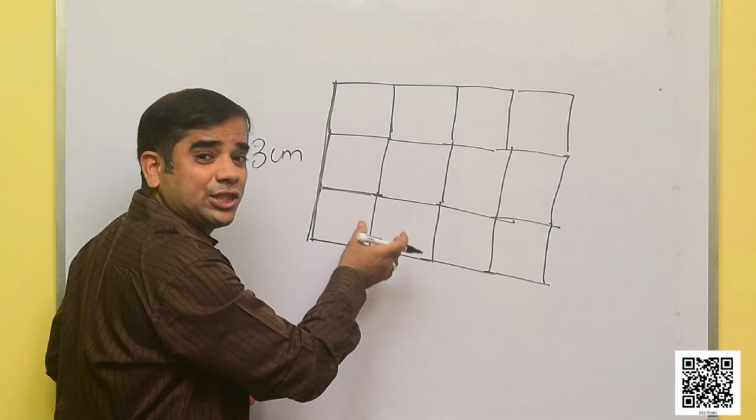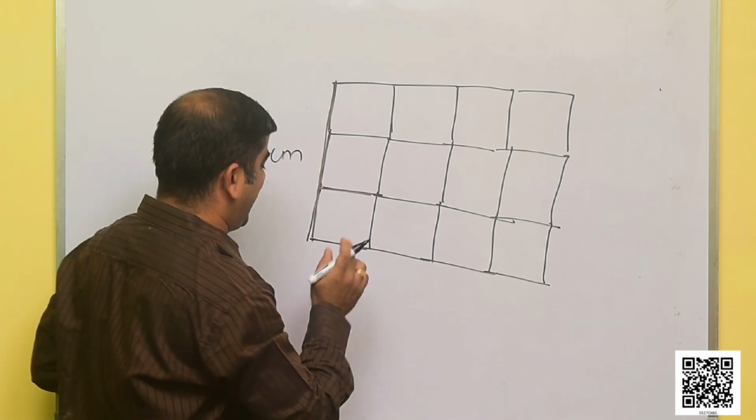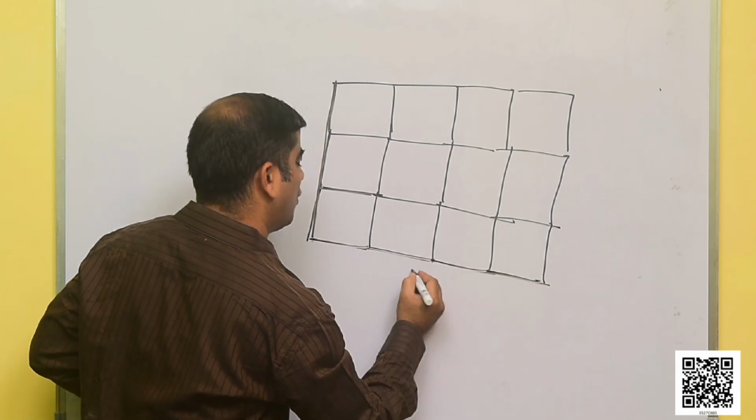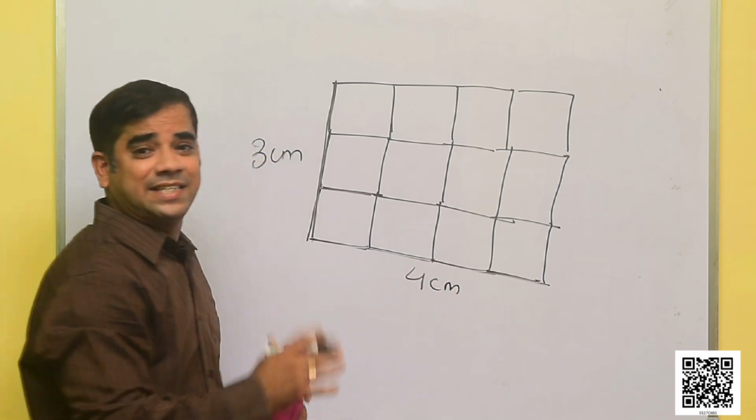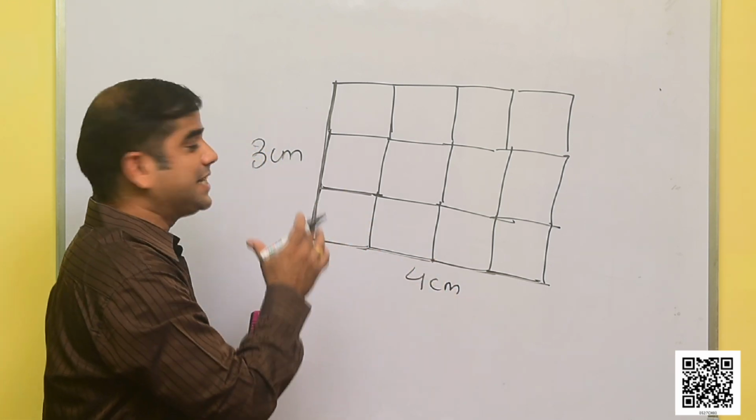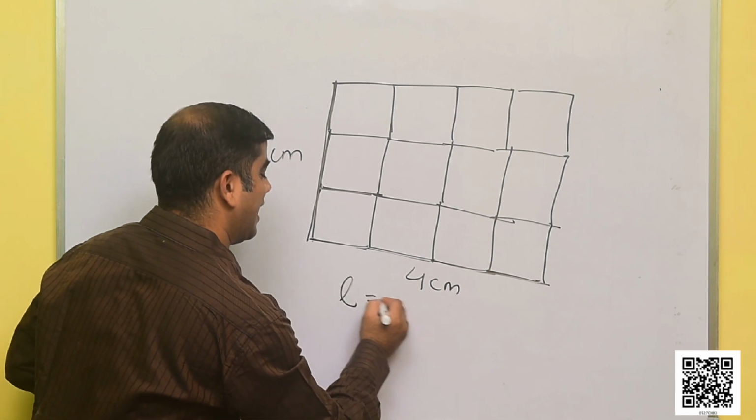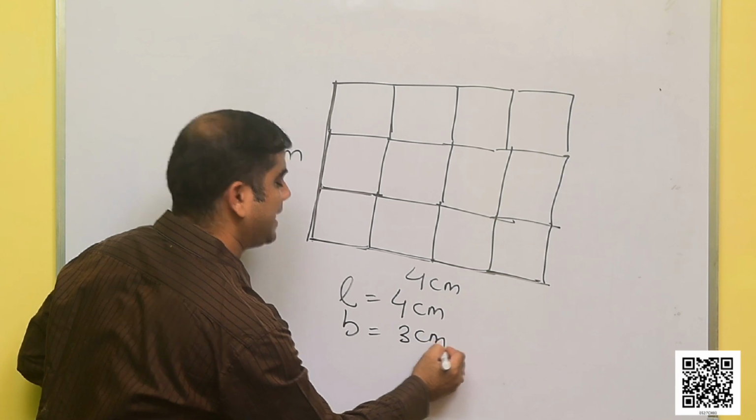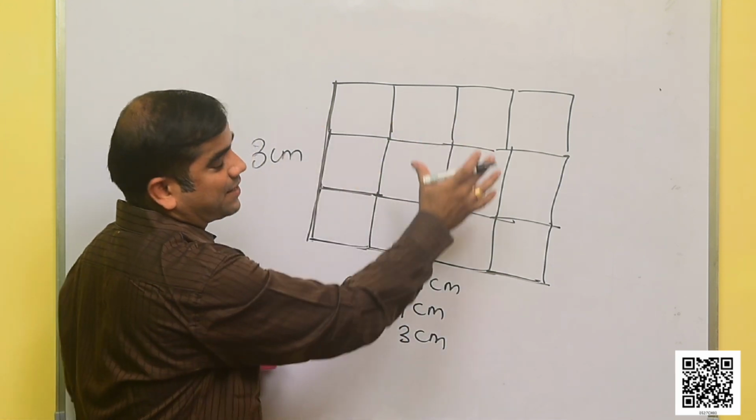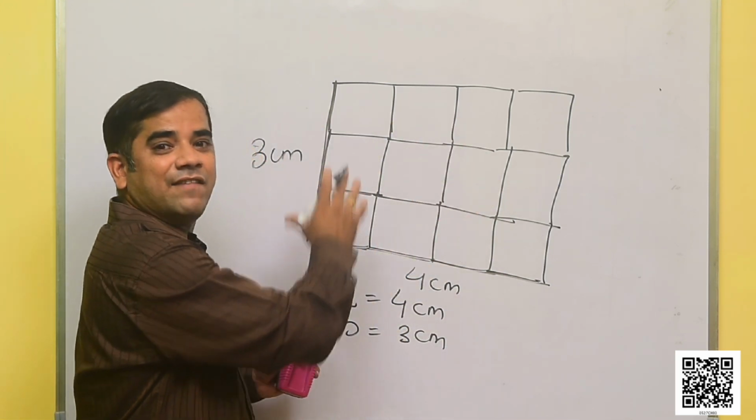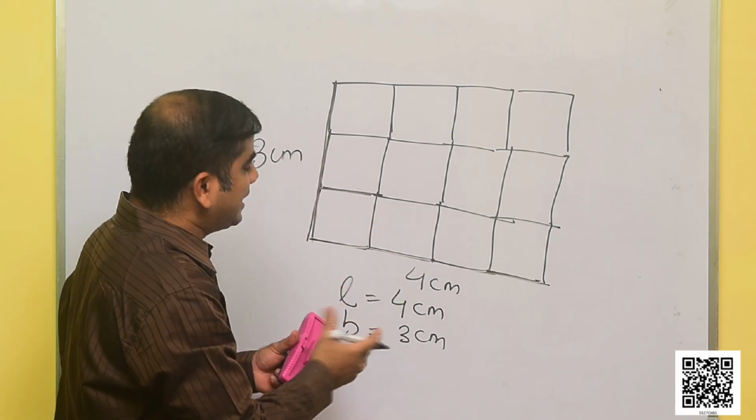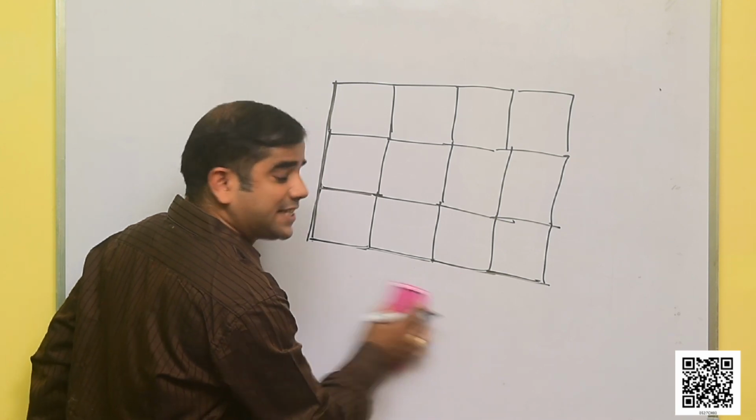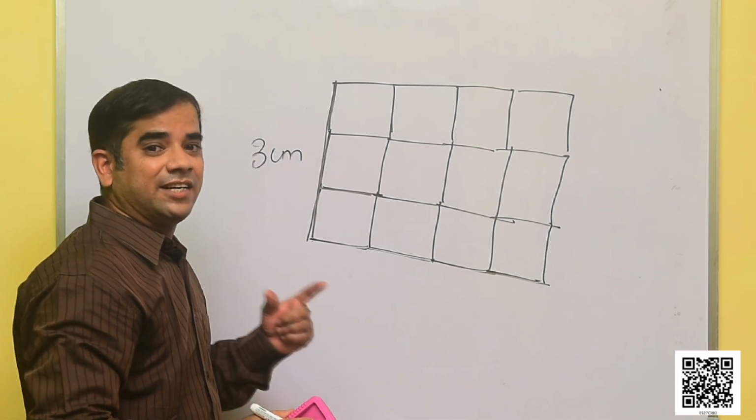And as each square is having 1 centimeter of side, so now the length is 1, 2, 3 and 4. So 4 centimeter. So I can say that this rectangle is having the length of 4 centimeter and breadth of 3 centimeter. So now I have constructed a rectangle having 12 squares. If I change the position of the squares, I can still have 12 squares creating a rectangle.